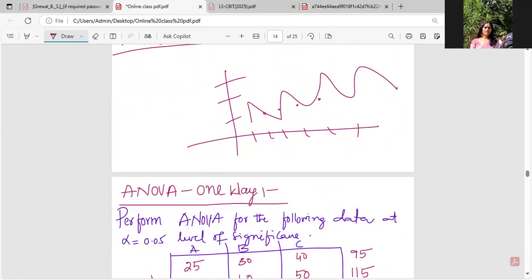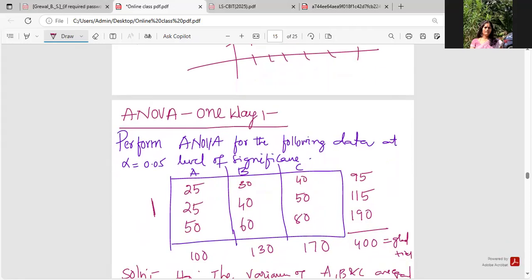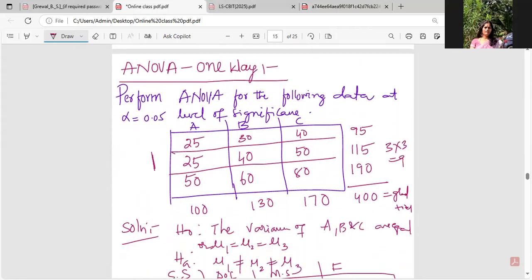Number of entries per each column, you see there are 3 entries. For each column there are 3 entries. Now coming to total sample size, there are 3 rows and 3 columns. So 3 into 3, I'll be having 9. Okay, 9 will be the total entries or the total sample size.